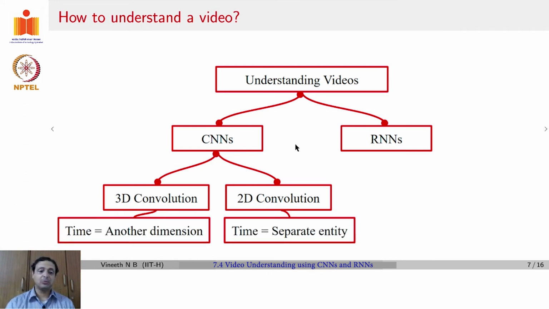In a 3D convolution approach, time becomes another dimension of analysis. Just like how images are two-dimensional signals, videos are three-dimensional signals. Time becomes another dimension, so for every operation that we saw so far, you have to add another dimension, for example, 3D convolution. Another way of looking at it is to use 2D convolution, but to consider time as a separate entity, not a separate dimension by itself. And we'll see an example of this to make this clearer.